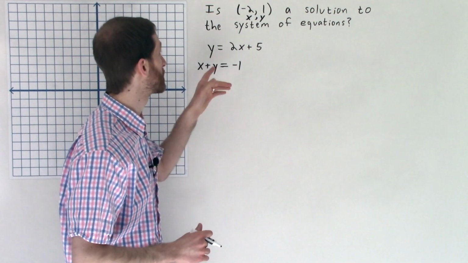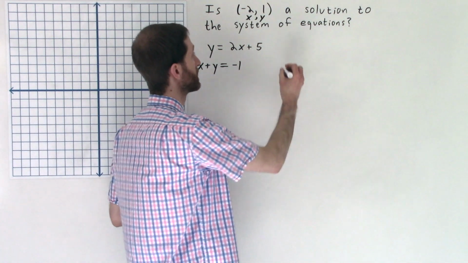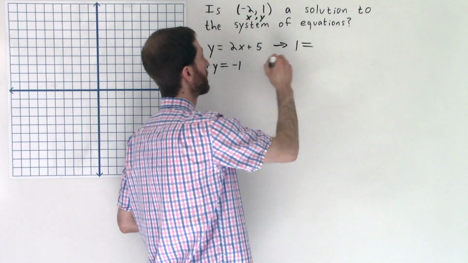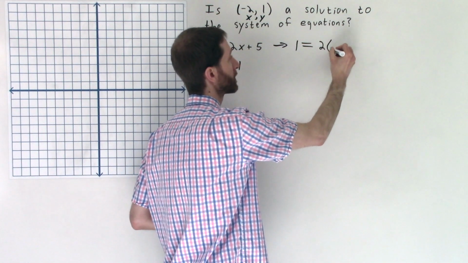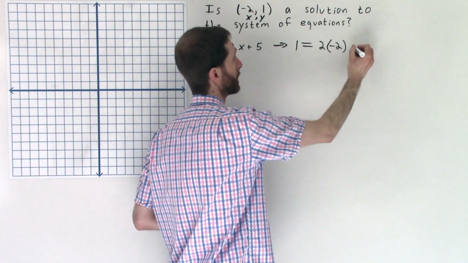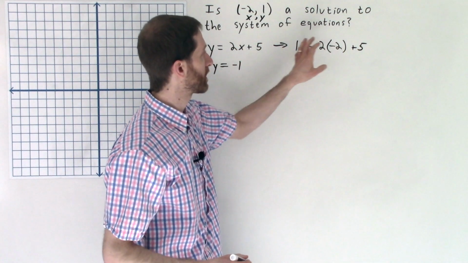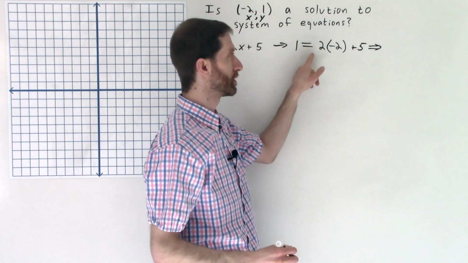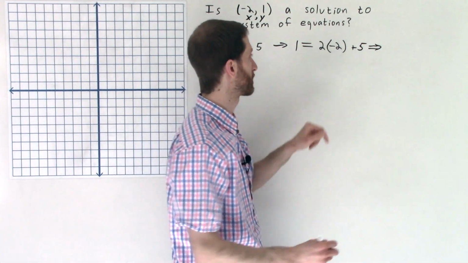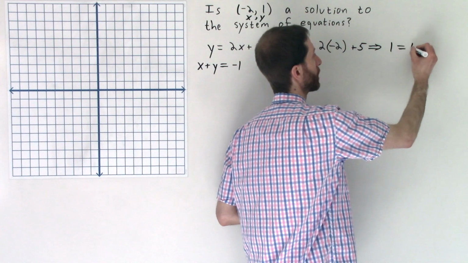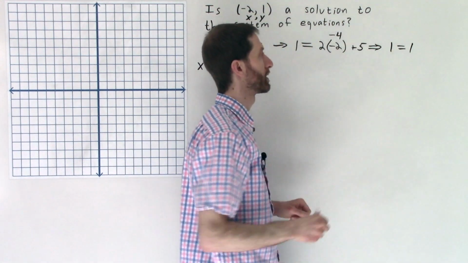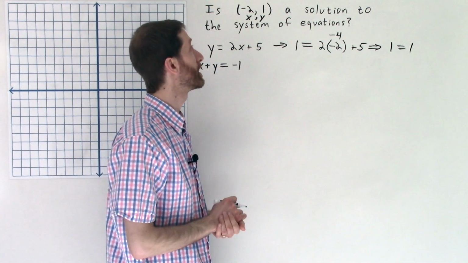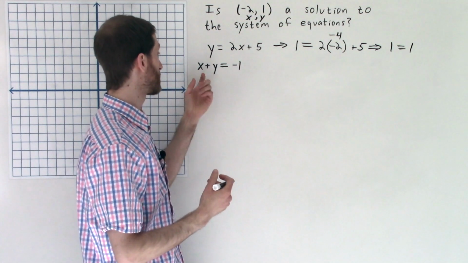Let's check it out. So very simply, we're just going to input these values into their corresponding places. So we take -2, 1, plug it in, y is 1, x is -2. So I multiply x by 2 times -2 plus 5. We see that 1 is equal to 2 times -2 is -4 plus 5. Well, that's going to be 1 is equal to 1, right? Because what we're doing here is -4 plus 5. So that means that the point -2, 1 is on this line, or in other words, it is a solution to that first equation.